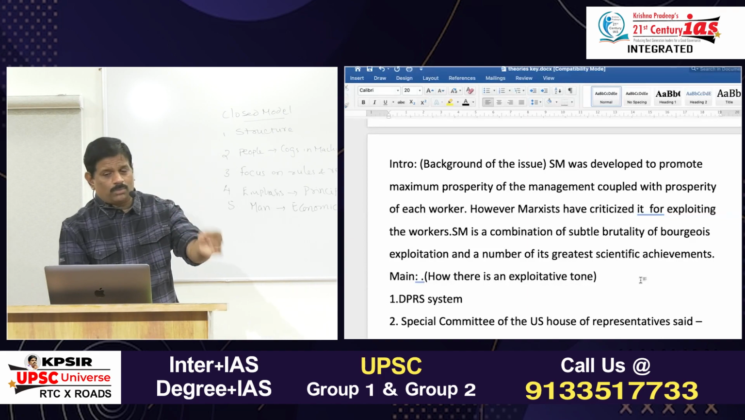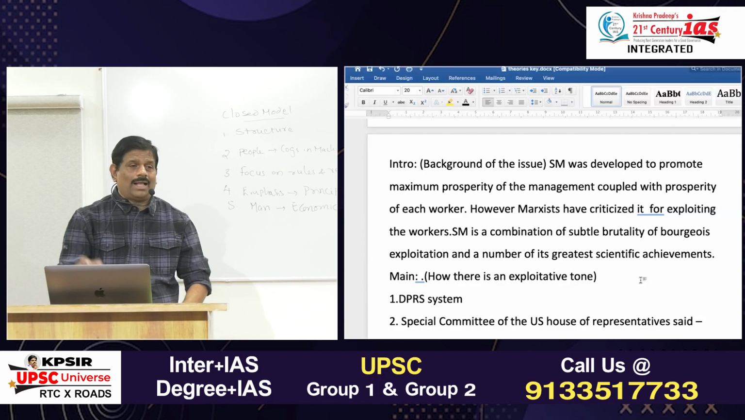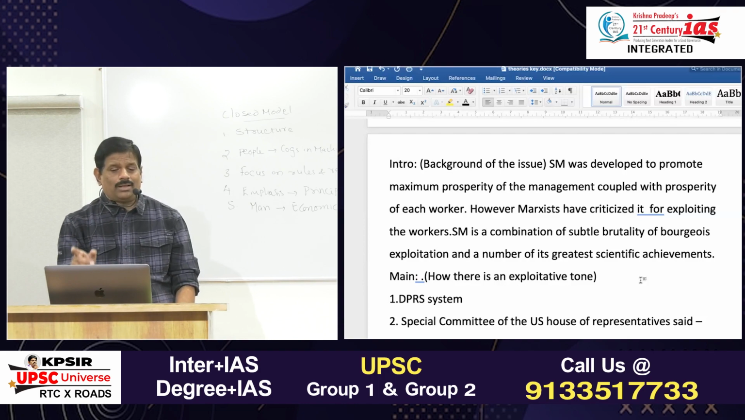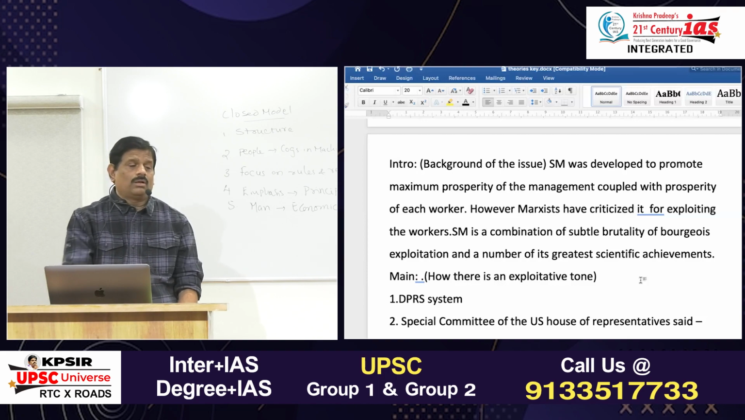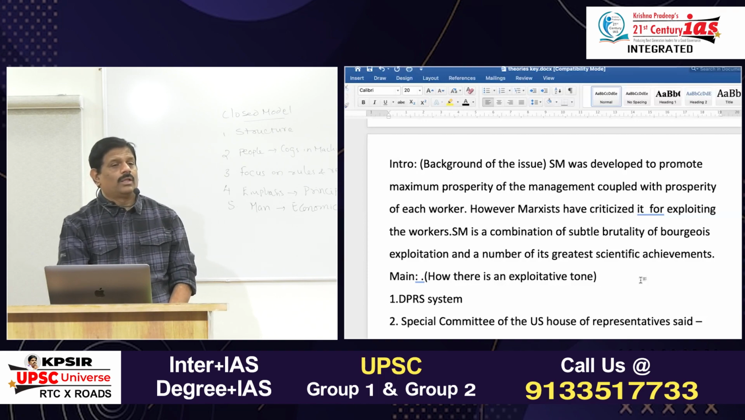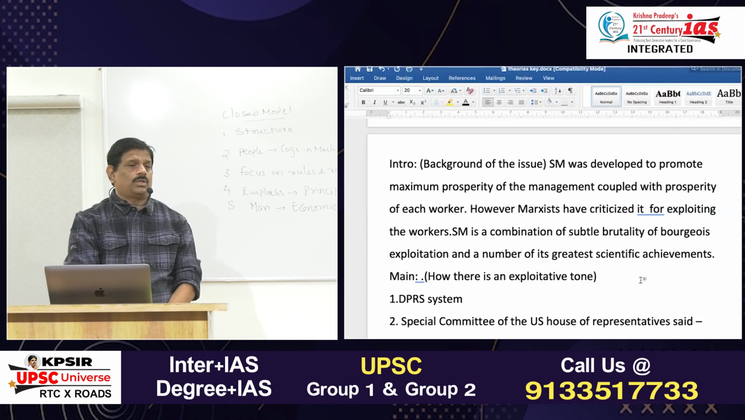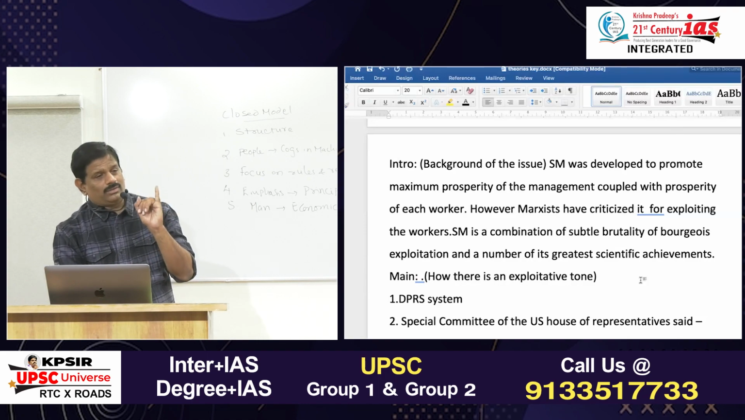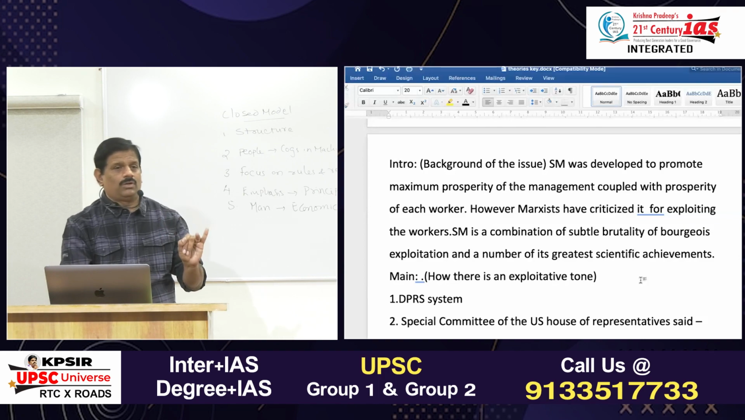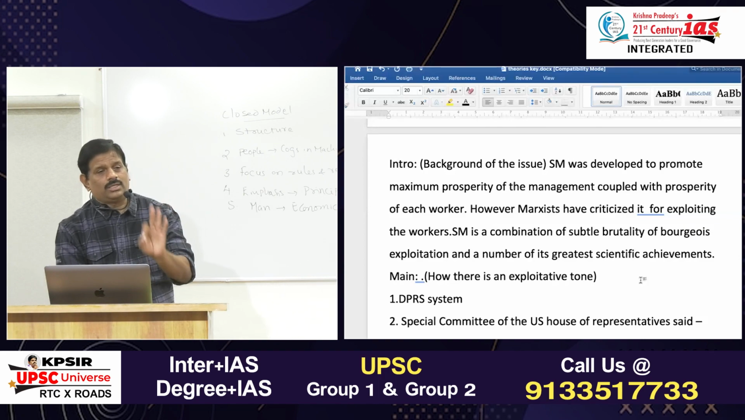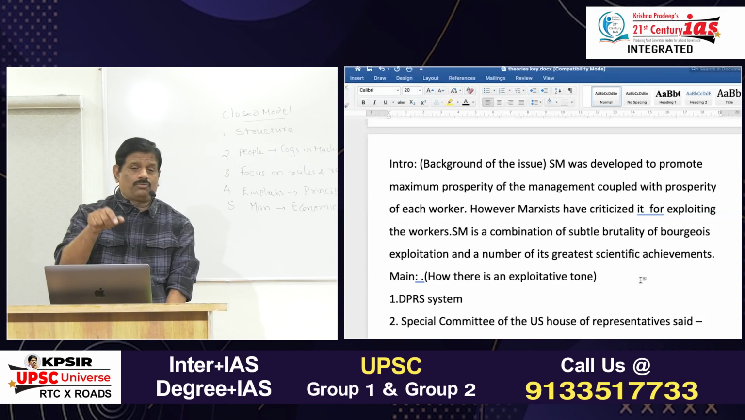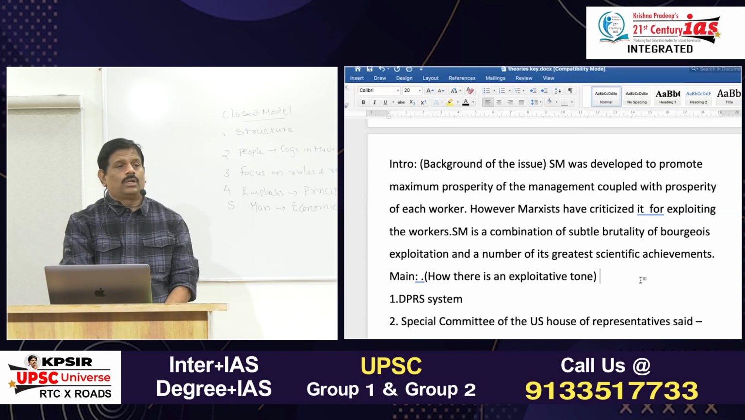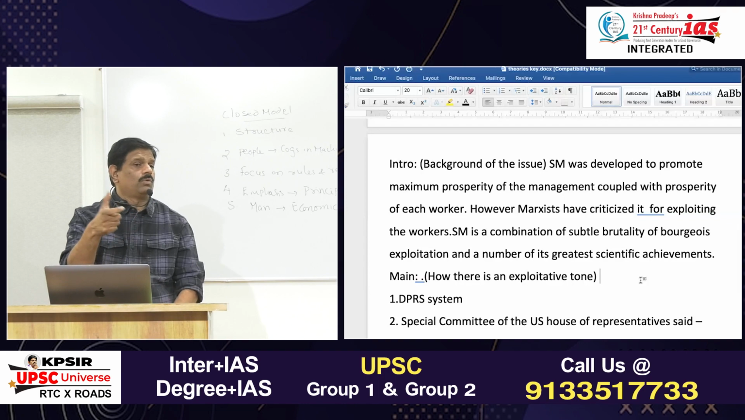Scientific management was developed to promote maximum prosperity to the management, coupled with maximum prosperity of each and every worker. This is the overall ideology of scientific management. Promoting maximum prosperity of the management, coupled with the maximum prosperity of each worker. So everybody should get benefited, therefore the worker is paid not in a routine manner, but according to the differential piece rate system. The more you work, the more you get.